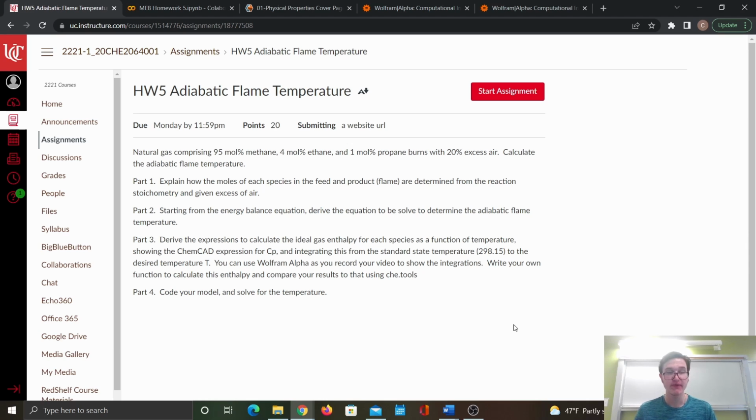Part 2 asks us to start from the energy balance equation and derive the equation to be solved to determine the adiabatic flame temperature. And then part 3 asks us to derive the expressions to calculate the ideal gas enthalpy for each species as a function of temperature, showing the ChemCAD expression for Cp, which is the heat capacity, and then integrating this from the standard state temperature to the desired temperature T. We'll be using Wolfram Alpha as well, and then running our own function in Colaboratory, which I already have pulled up, and using that. So let's begin working out our equation.